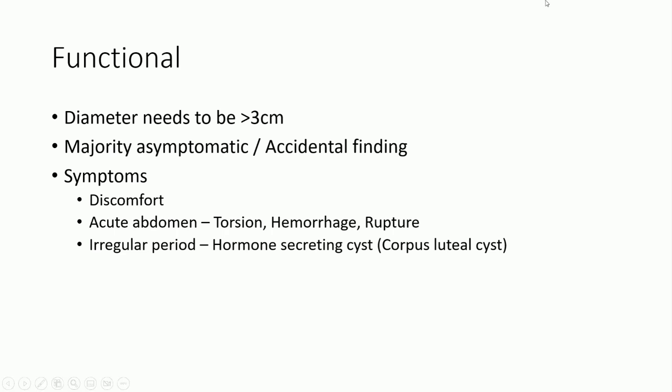And the other one is irregular period. Irregular period means usually the functional cyst or functional tumor doesn't affect the menstrual cycle of the woman. But some functional tumors, usually I have mentioned corpus luteal cyst, are hormone secreting tumors. For example, corpus luteal cyst. We know what is corpus luteum.